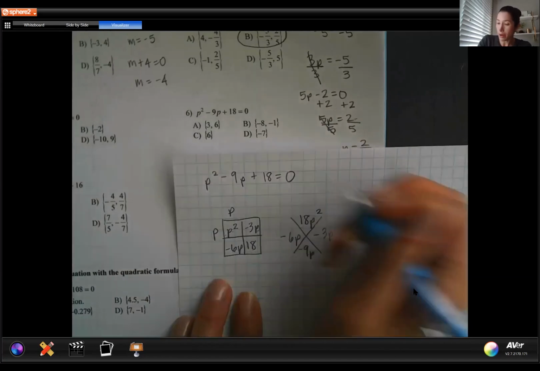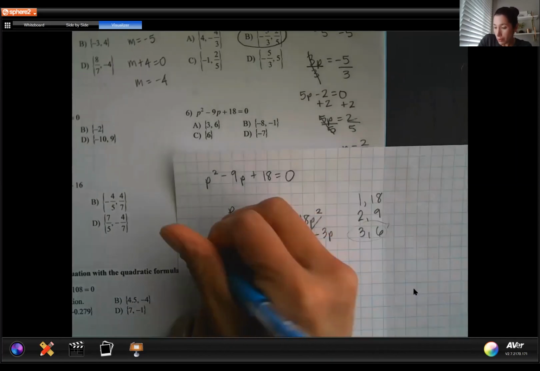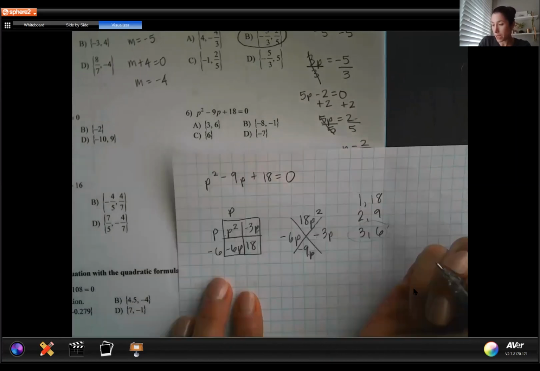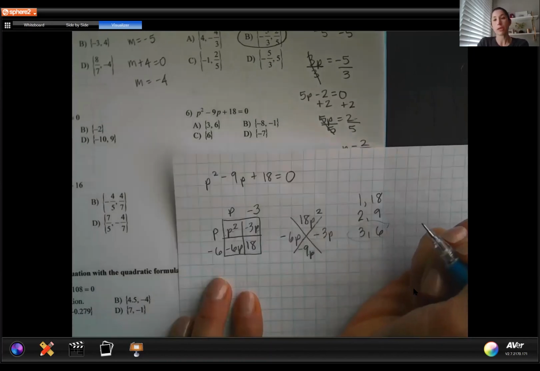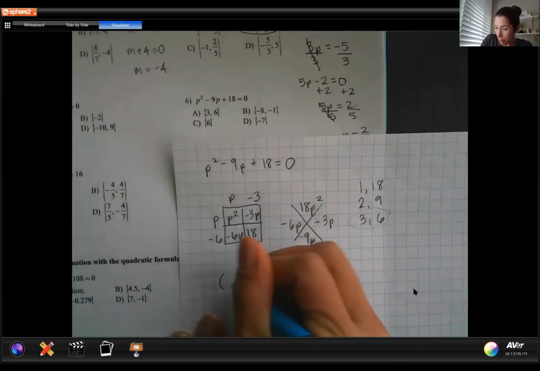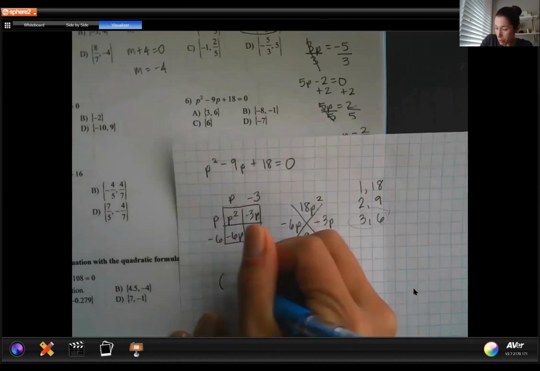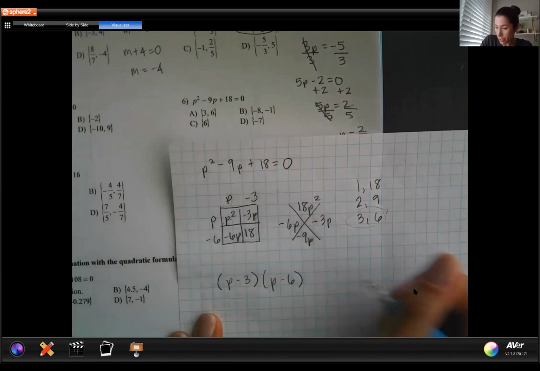And then to create the outside dimensions of the diamond, I would say, okay, p, if I multiply it with negative 6, that gives me negative 6p, and p, if I multiply that with negative 3, gives me negative 3p. And so now, if I want to go from this format to what we call factored form, I would get p minus 3 as one factor and p minus 6 as the other factor.